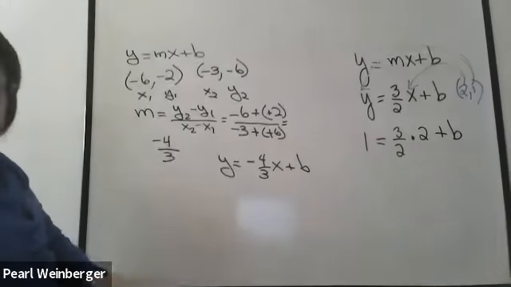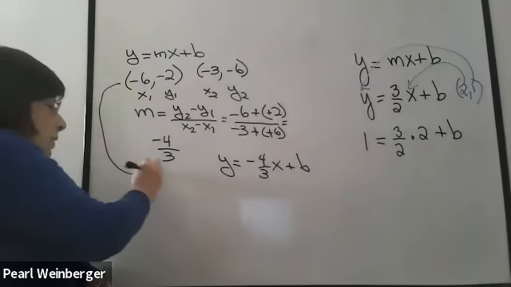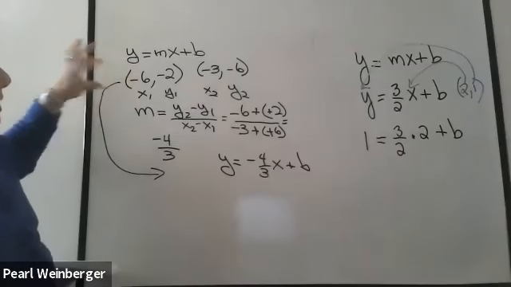How do we find the b? I take one of my points, and it doesn't matter. -4/3, and wherever you see x, you replace it with -6. That's exactly. And it doesn't matter.